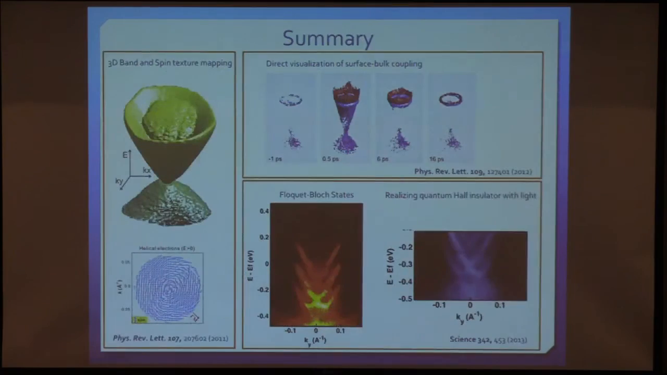So without boring you too much, let me summarize. What I've shown you is how we can do three-dimensional band mapping and spin texture mapping. And then I showed you how we can use the pulse nature of our light source to make movies of electronic dispersion in three dimensions. And then by tuning the light energy below the bulk band gap, we were able to see these hybrid photon-electron states, and when they cross, they open up these gaps. And even when you change the linear polarization to circularly polarized light, you can also open up a gap at the Dirac point.